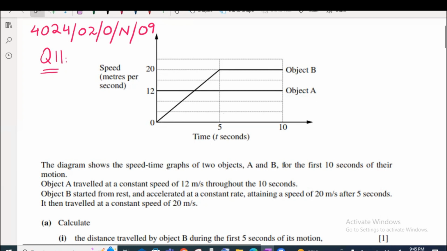For the first 10 seconds of their motion, object A traveled at a constant speed of 12 meters per second. This is a straight horizontal line. Object B started from rest, at the origin, and accelerated at a constant rate, attaining a speed of 20 meters per second after 5 seconds. It then traveled at a constant speed of 20 meters per second.